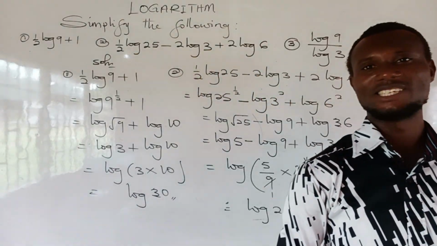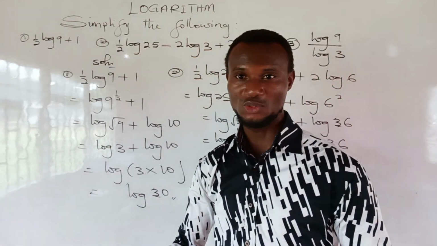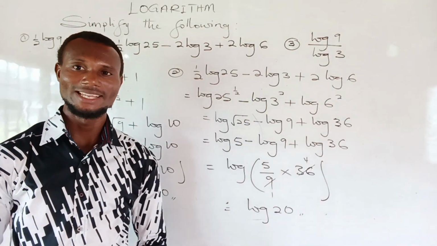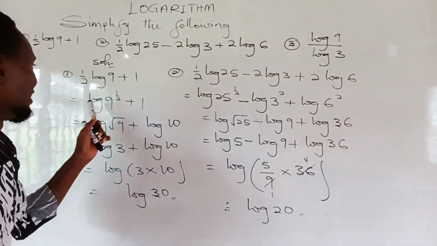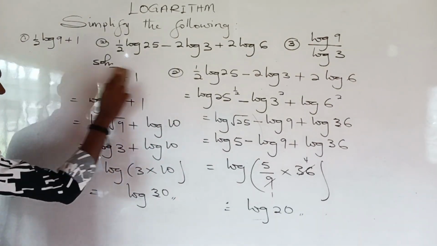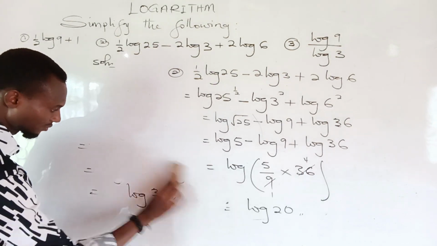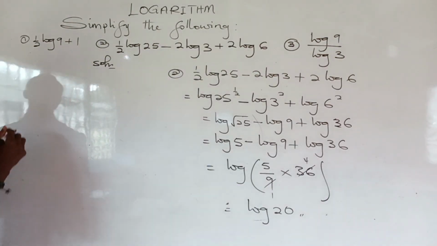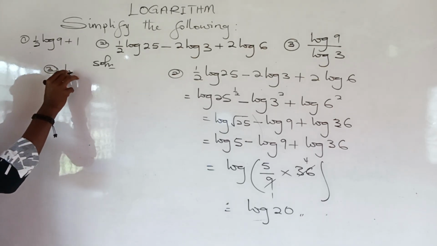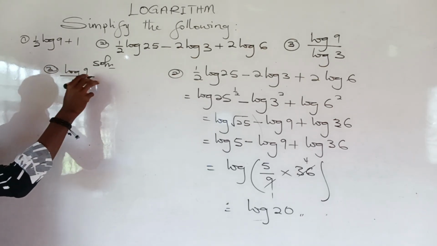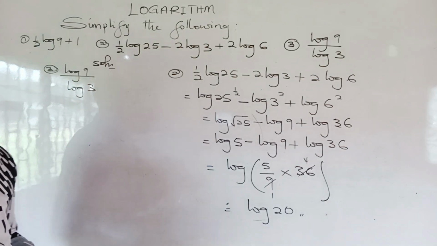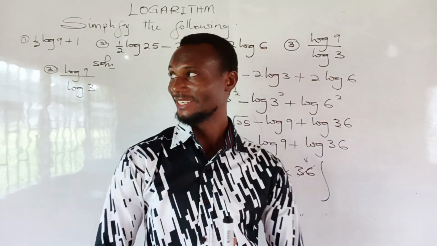I hope the explanation was clear enough and you understood it as well. So let's go ahead and tackle example 3 as well. I'm going to clean this from here so that we can have enough space to tackle example 3. Example 3, I have the log of 9 over log of 3, and we are to simplify this.